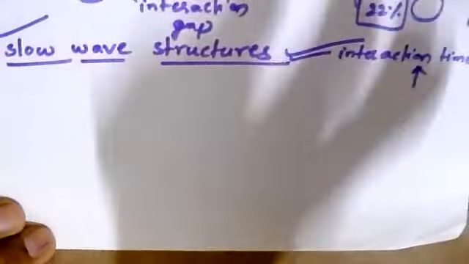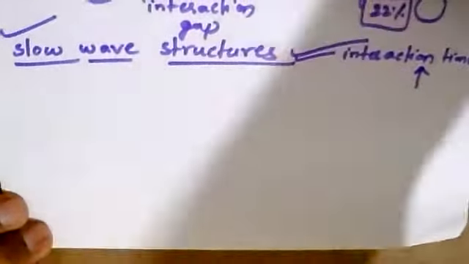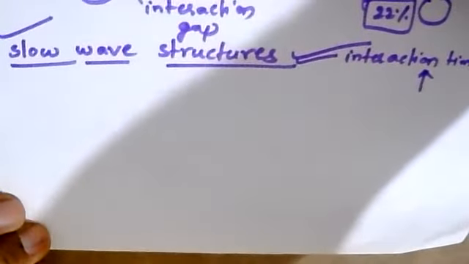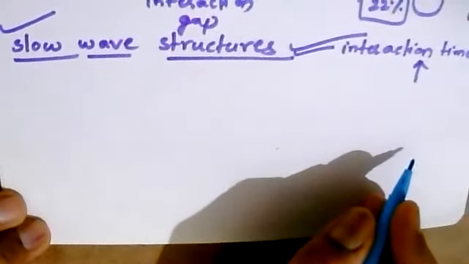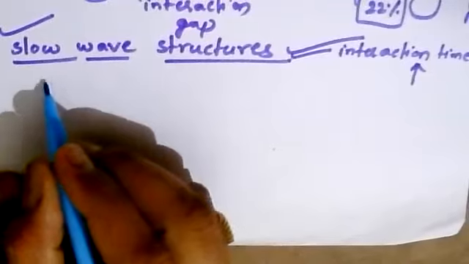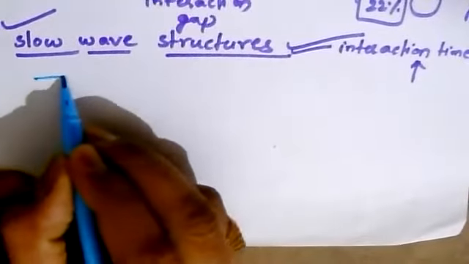Okay, let me start with slow wave structures. How are slow wave structures made use of? What are the shapes we have for slow wave structures, and which is preferable? Okay, we'll see that. For that, let me proceed with the first one.